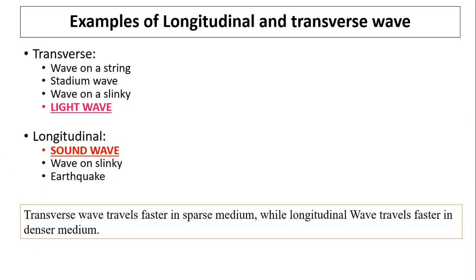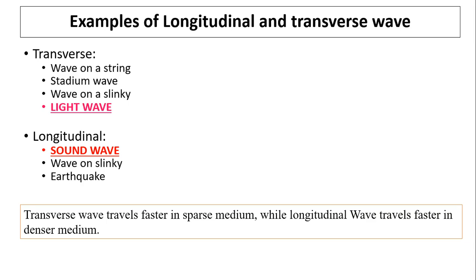Examples of longitudinal wave and transverse wave. For transverse wave, we saw wave on the string. We saw wave on the slinky. We know stadium wave is a transverse wave. Also another wave we're going to learn a lot more about is light wave. Light wave is a transverse wave. You have to remember that.